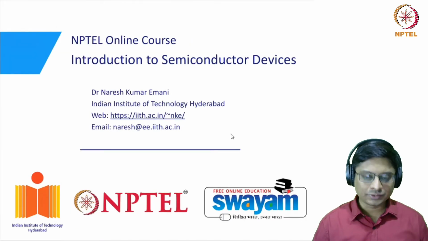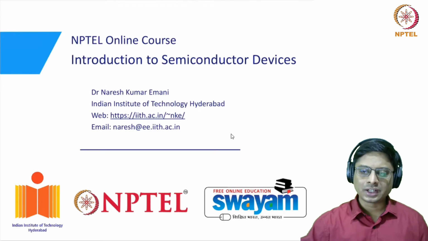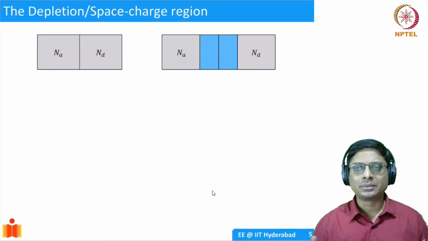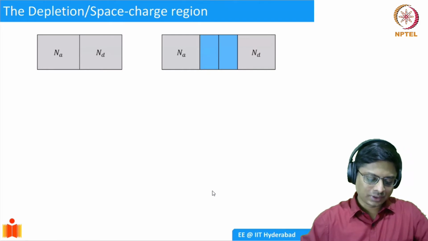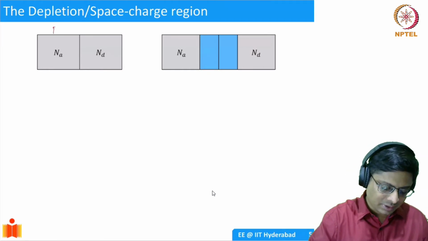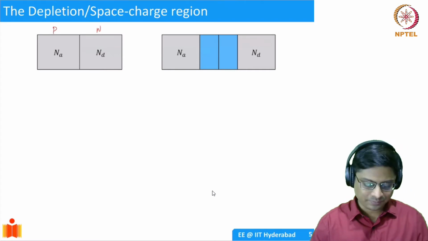We discussed the physical aspects of a PN junction. Now let's try to understand the electrical behavior of a PN junction. So we saw that a PN junction consists of a P-type region and an N-type region, so PN junction.